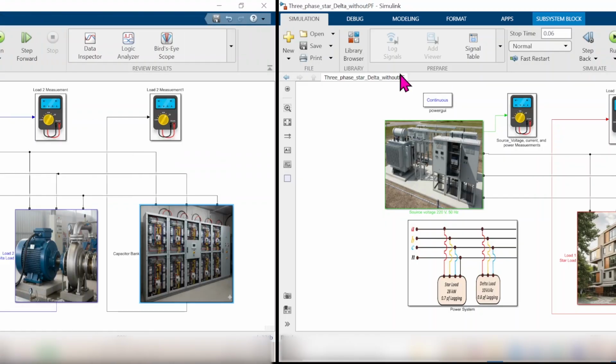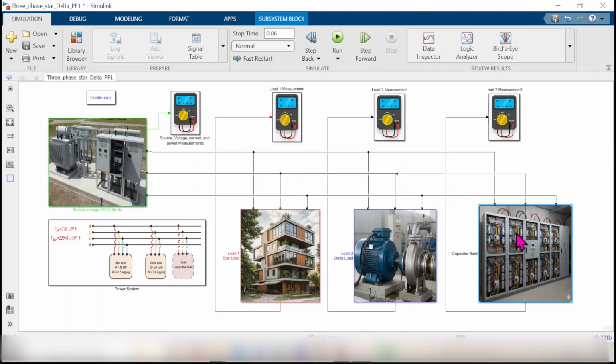Let us see. As we can see here, the capacitor bank is connected to the same bus bar feeding load number 1 and load number 2. The capacitor bank block is similar to load number 2 because it is delta connected as well. So let's look inside the capacitor bank block and see how to build it.